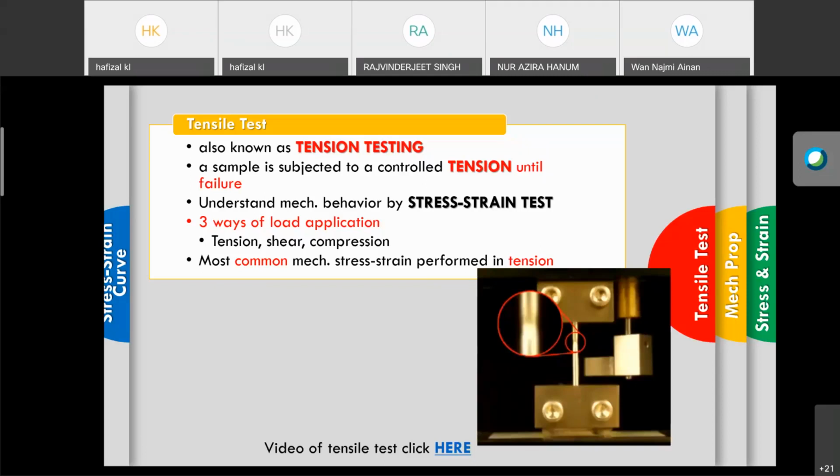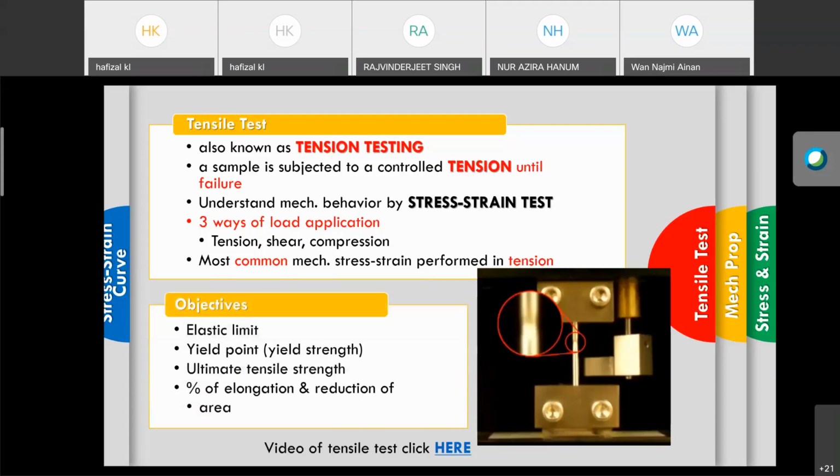There are three ways of load application: the first is tension, the second is shear, and the third is compression. With tension, we can see the sample from the original position until it breaks. The most common mechanical strength tests are performed in tension, because we can observe the rupture or break at a certain point.